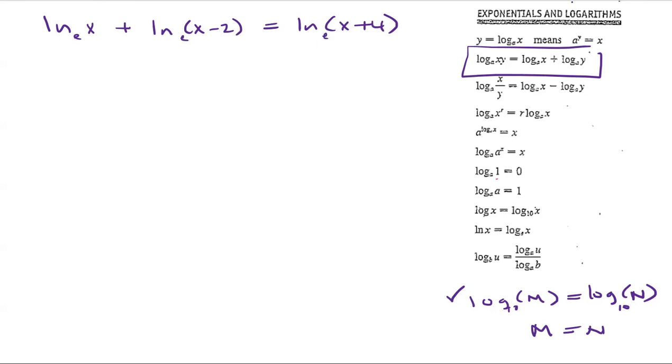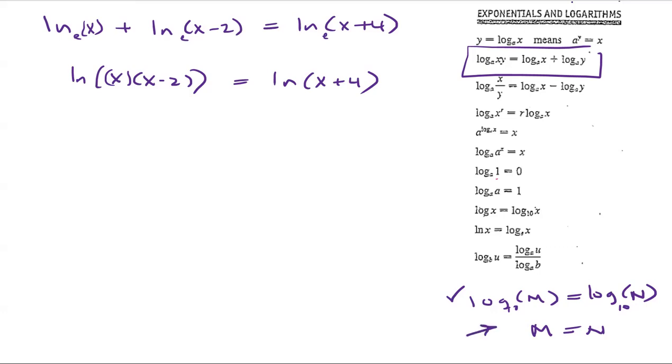Okay, and on the left side here, I'm just going to combine what's in the parentheses. So I have ln of x times x minus 2 equals ln of x plus 4. Okay, all right, so since I have the same ln, I can now apply this rule here.